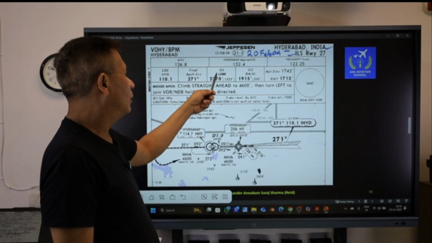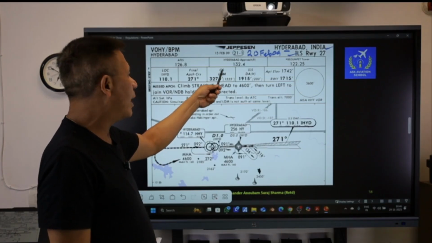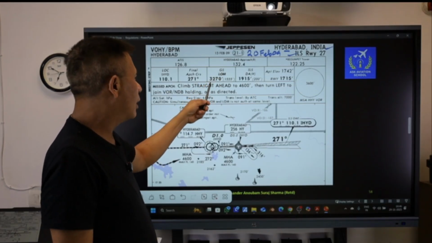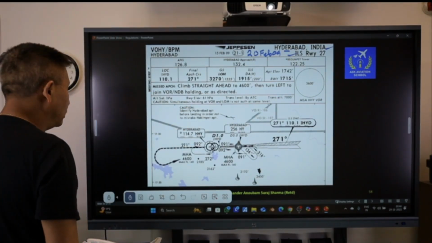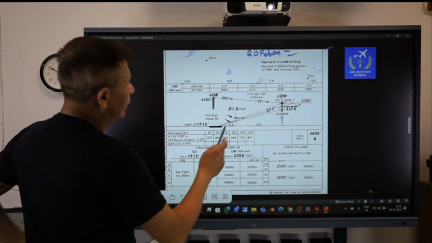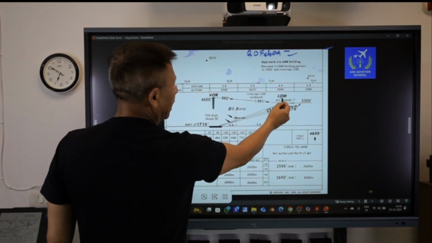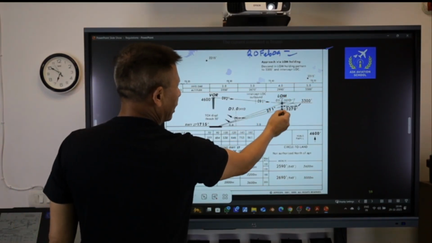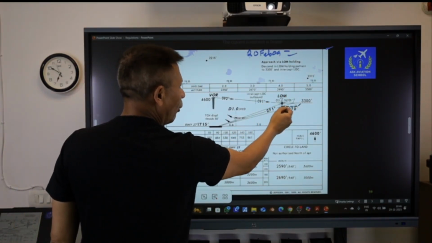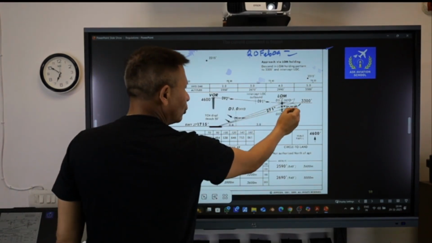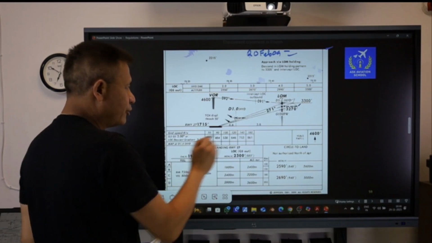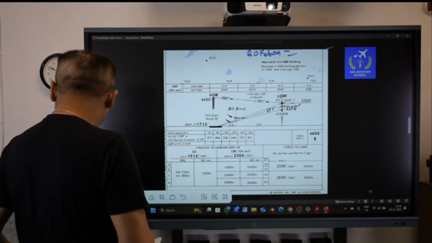The localizer outer marker, when you are on the glide slope, is at 3270 feet. What matters is that when you are at the localizer outer marker on the glide path, your indicated altitude will be 3270 feet. This is the vertical profile of that particular chart.